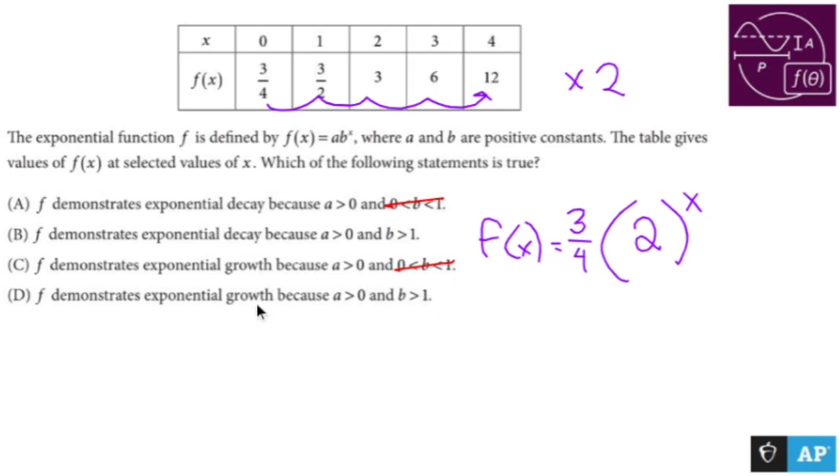Now, is this growth or decay? Well, if this is increasing, I think it's going to be growth. It would be decay if this number is in between 0 and 1. That's not what I have. It's bigger than 1, which means every single time I multiply by 2, I multiply by 2, I multiply by 2. That is exponential growth, and D is my answer.